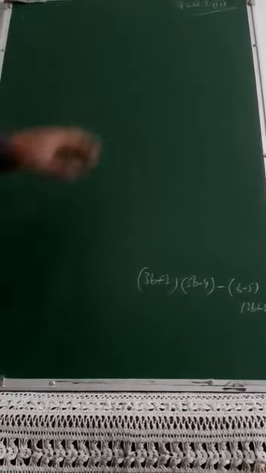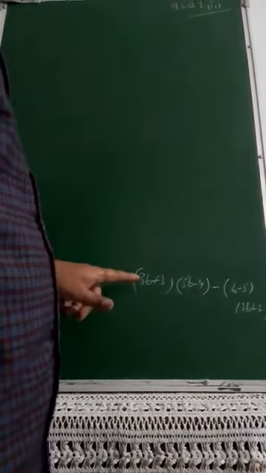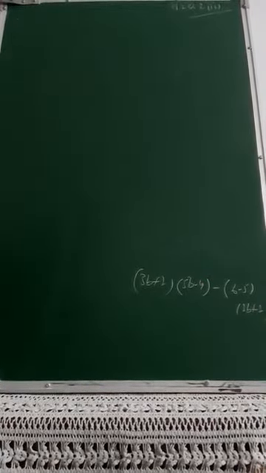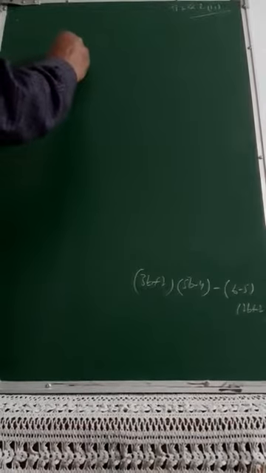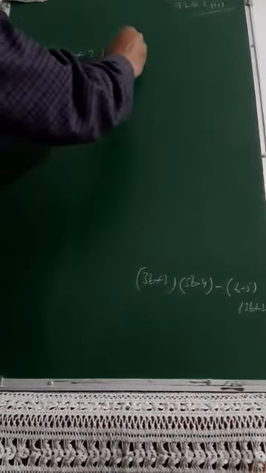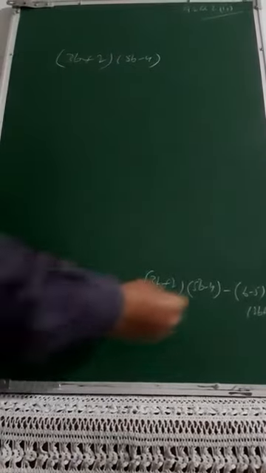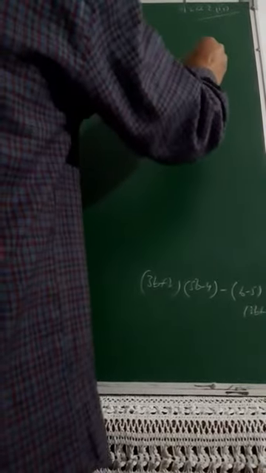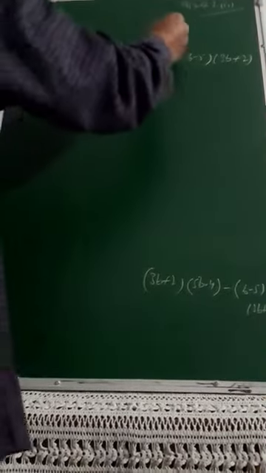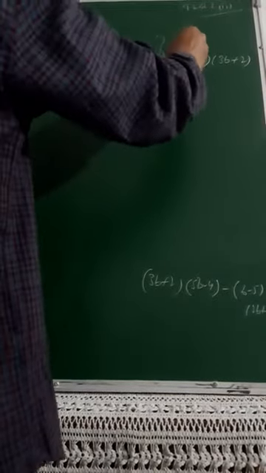One query was there, how to solve this question of exercise 9.2, second question, second part. This is a product of binomial with binomial: 3b plus 2 into 5b minus 4, and minus b minus 5 into 3b plus 2. Better you use curly brackets here to solve these.